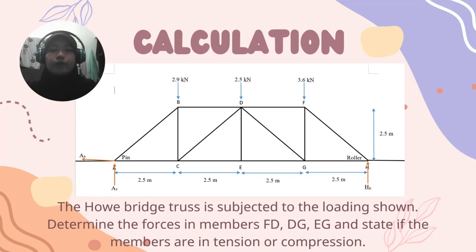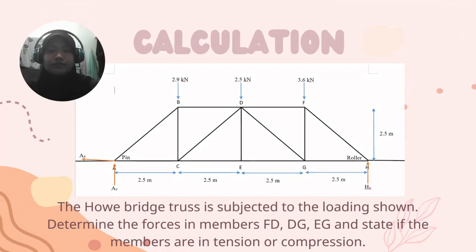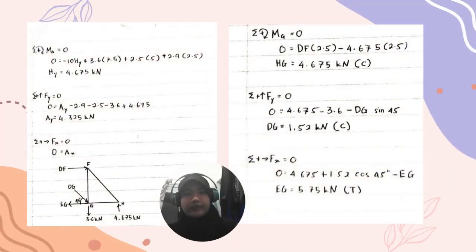So how do we know if it's tension or compression? If the value that we get is positive, it is tension, and if it is negative, it is compression. So here is the solution for the previous question. I'm going to explain it to you step by step.